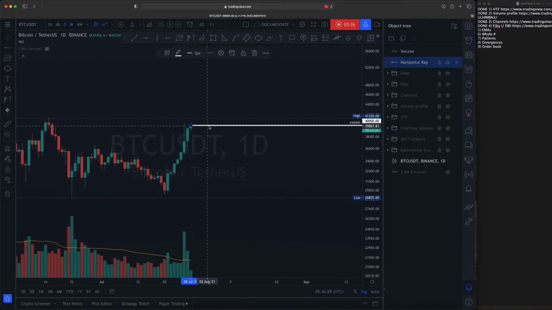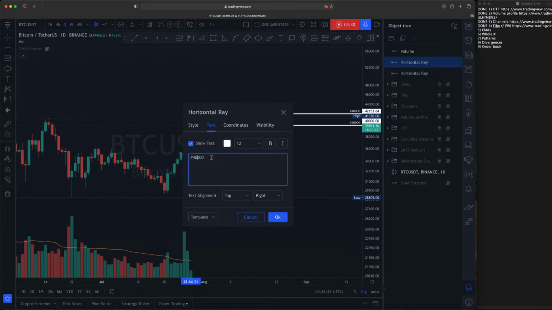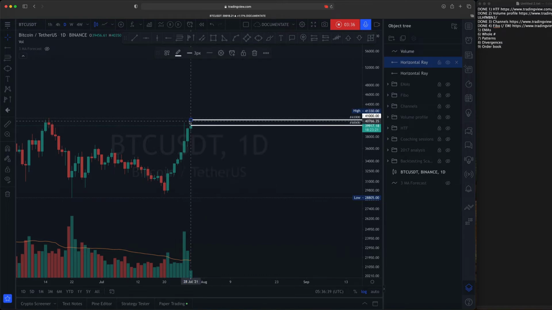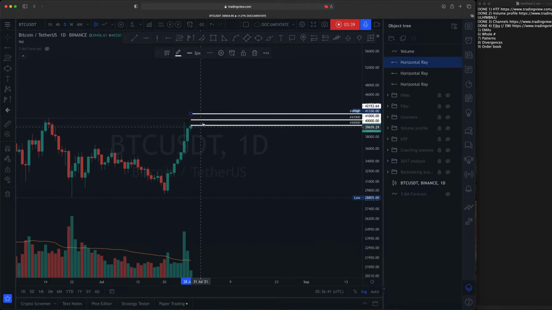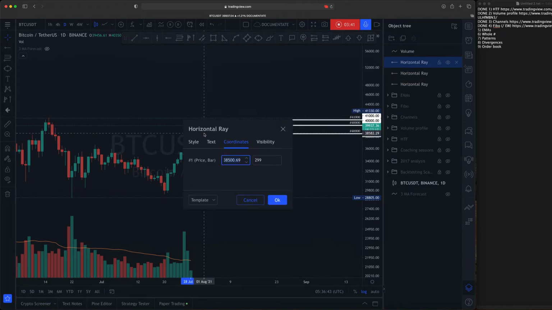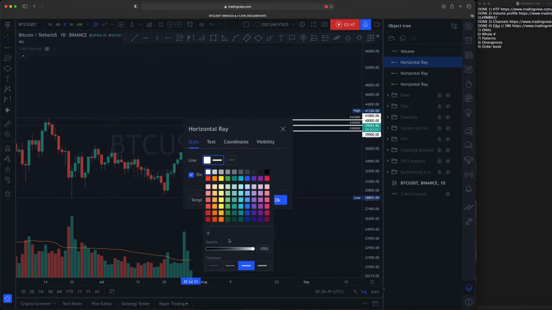Number 40,000. The price is already here and it's reacting. And I'm also plotting 41,000 and 39,000 for now. The idea is that you can plot the whole numbers so that it's easier to see them when the price hits them.